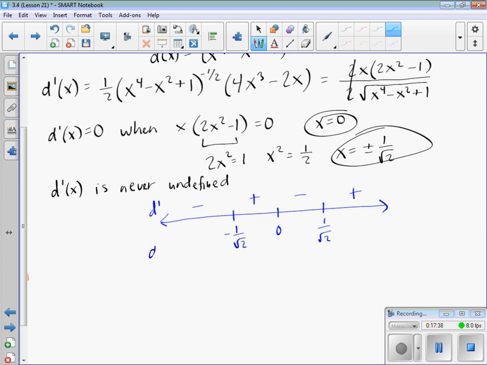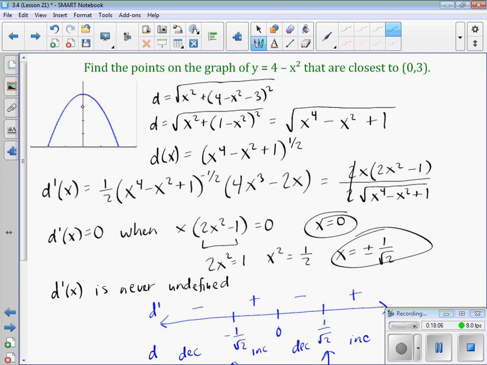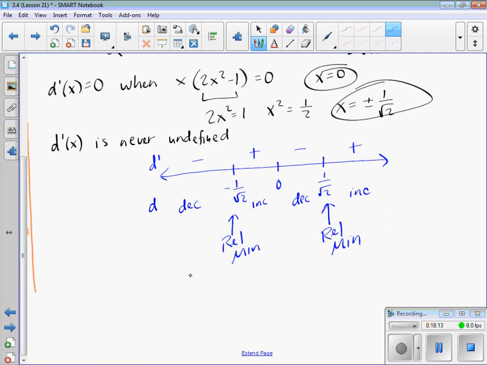So that means that D is decreasing, then increasing, then decreasing, then increasing. And what am I trying to do, max or min this? Min. So the min's going to be here and here, right? Where it changes from decreasing to increasing. Which makes sense that it's the x values on both sides, right? Because we said the distance would be here, and it should be the same on this side because of the symmetry.